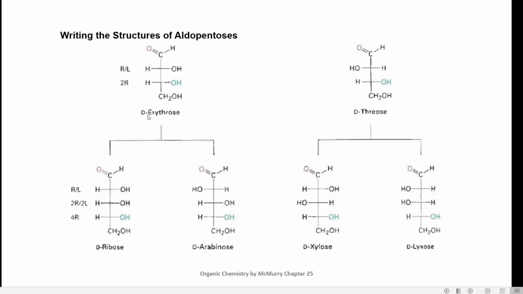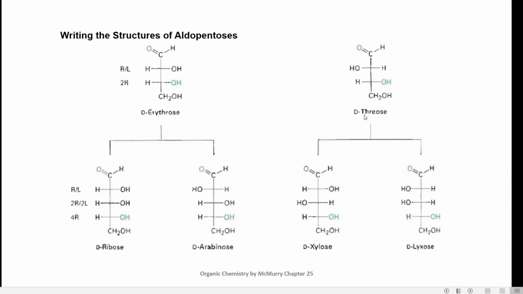We would have to incorporate another bond between the formyl group and the first chiral center. And on that bond, in one case, hydroxyl group would be on right side, and in the other case, it would be on left side. Similarly, we could follow threose and could write 2 more structures of aldopentoses on this basis.